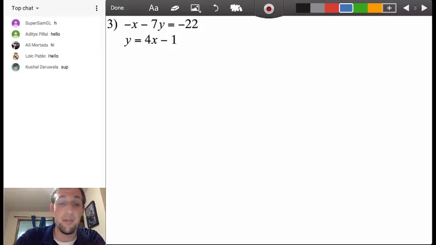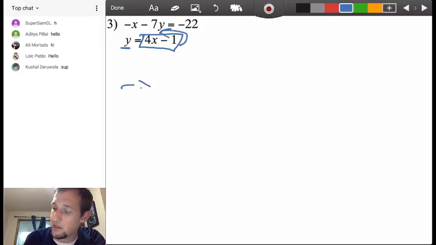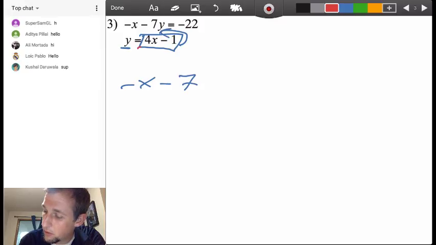I already have y by itself in this one, so I don't actually have to do any physical math work there. Okay, so what I'm going to do is take the fact that I know that y and 4x minus 1 are equal from my second equation, and I'm going to plop that into my first one. Okay, so I'm writing -x minus 7, and here's where I take out the y. Make a little red circle around here instead because I'm about to do this in red. 4x minus 1 equals -22.